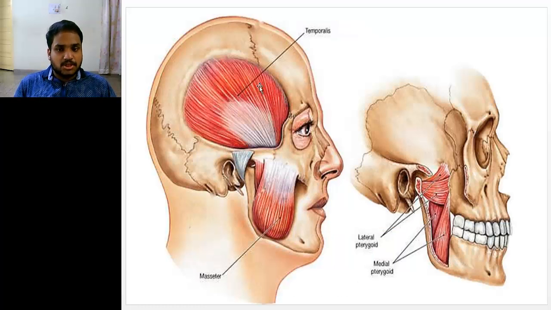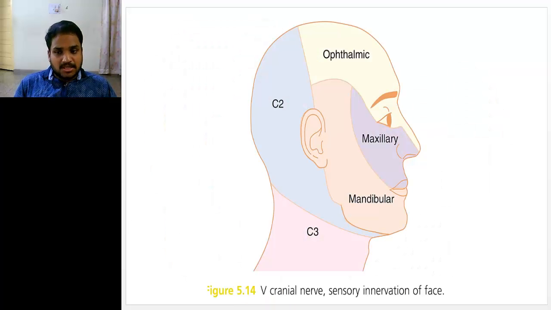What are the muscles of mastication? The temporalis, the masseter as well as the pterygoids. So the motor component to the muscles of mastication is by the trigeminal nerve, but it is mainly a sensory nerve, right? So there are three sensory divisions, that is the ophthalmic division, the maxillary division and the mandibular division, right? So this is called as the trigeminal nerve.